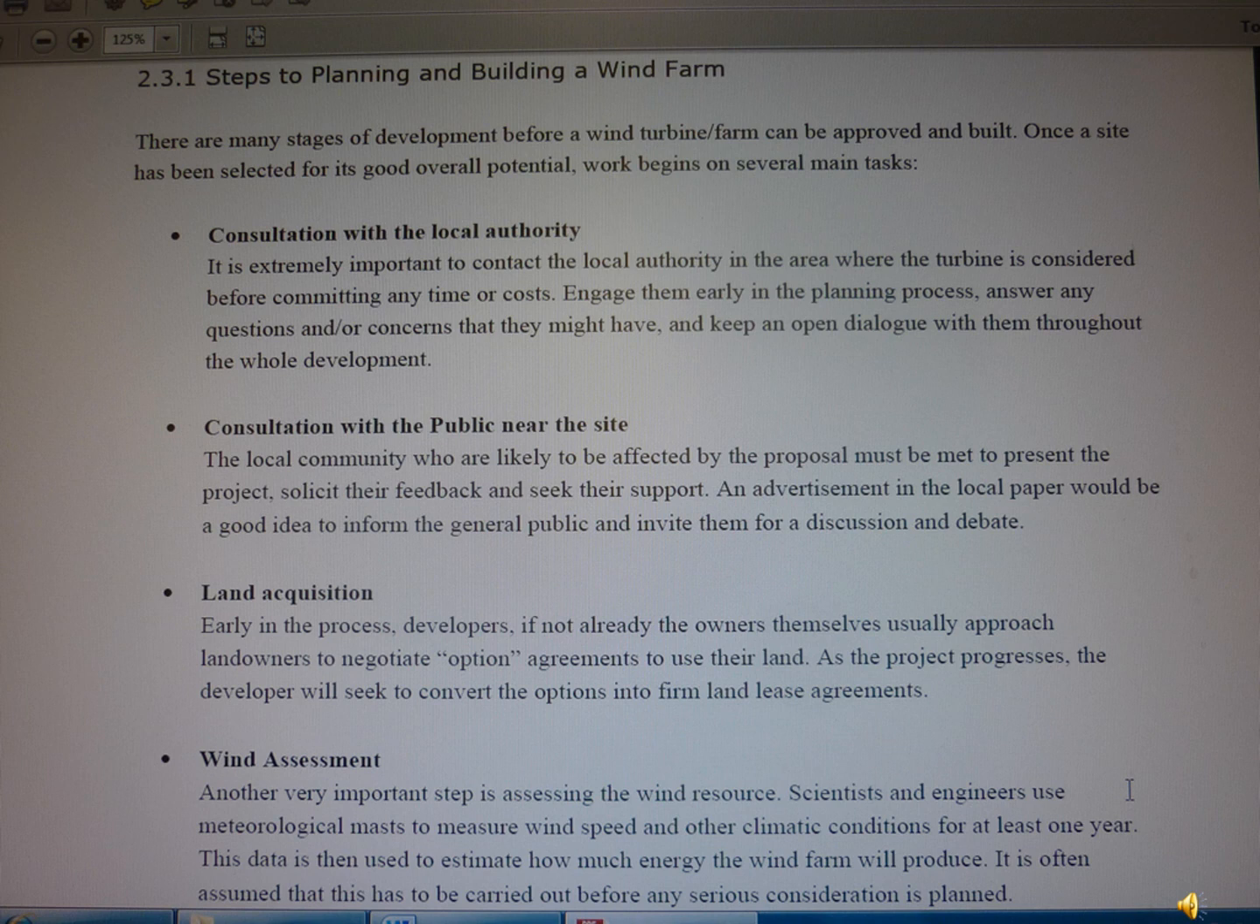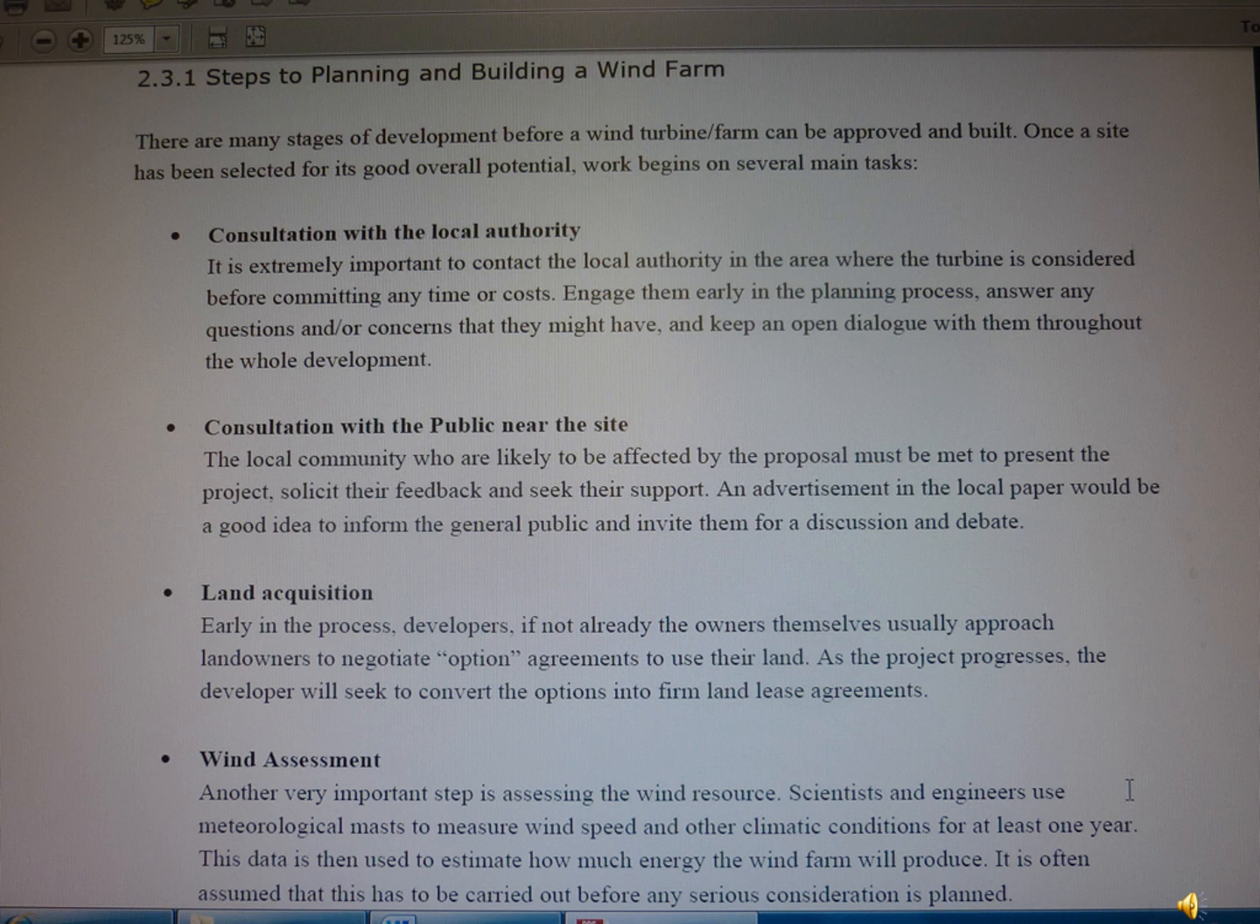And land acquisition. Early in the process, if developers are not already the owners themselves, usually they approach the landowners to negotiate option agreements to use their land. As the project progresses, the developers will seek to convert the options into firm land lease agreements.